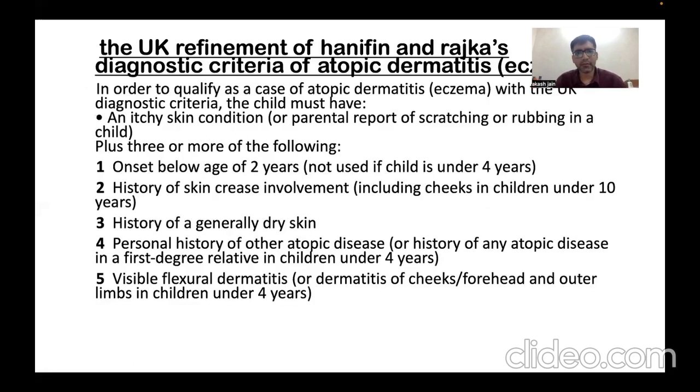So the UK refinement of Hanifin and Rajka's diagnostic criteria of atopic dermatitis is that in order to qualify as a case of atopic dermatitis, the child must have an itchy skin condition or a parental report of scratching or rubbing in a child, plus three or more of the following findings: onset below the age of 2 years, history of skin crease involvement, that is cheeks in children under 10 years of age, history of a generally dry skin or xerotic skin, personal history of other atopic disease, that is history of any atopic disease in a first degree relative, and visible flexural involvement or dermatitis, that is dermatitis of the cheeks, forehead and outer limbs in children under 4 years of age.